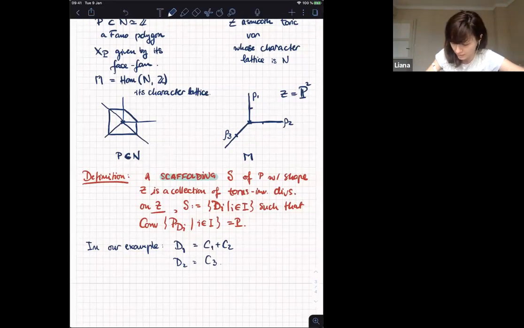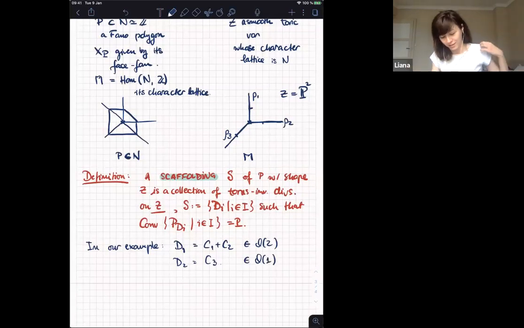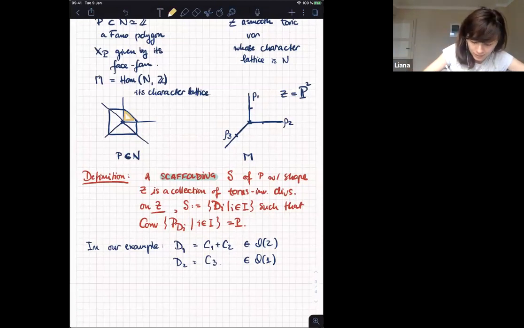This guy is in O of 2. This guy is in O of 1. So these are 2 divisors. Every divisor that is like this, every nef divisor, inter alia they are nef, has an associated polytope that lives in the dual lattice. So it's also called the moment polytope. Maybe you've seen it. If you haven't, I'm just going to tell you that in particular, the moment polytope for D2 lives in N, which is the dual lattice, the lattice of the fan of Z. This is P_D2.